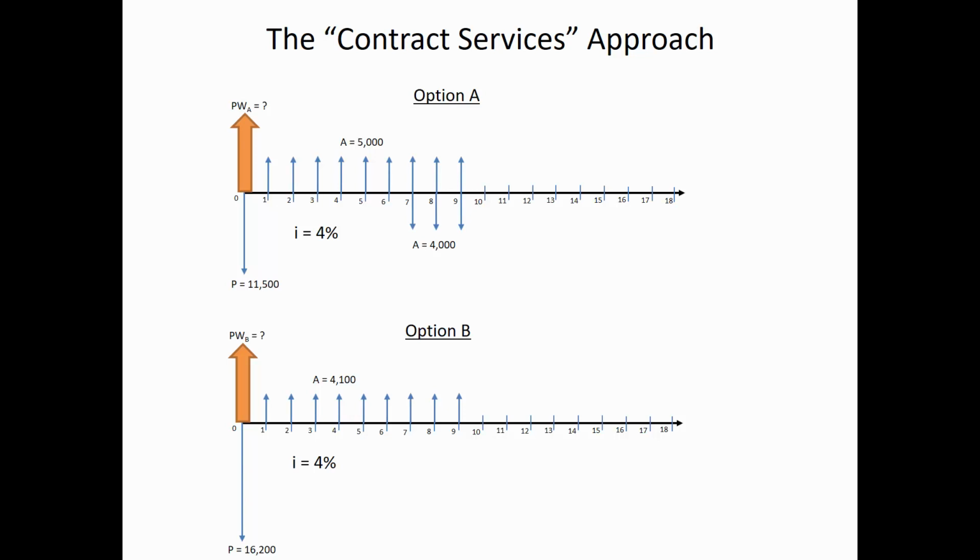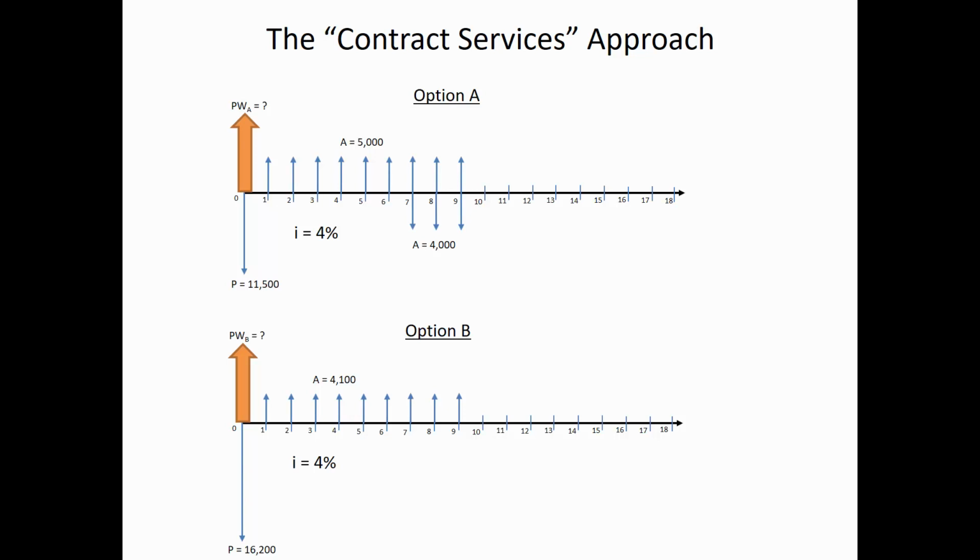So what do you notice in the contract services approach? What is going on with option A? Okay, we've got an outflow as well as the inflow. So it's called contract services. Anyone want to take a stab at what's going on? Like the company is doing what for the final 3 years?